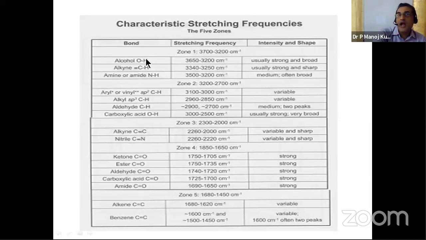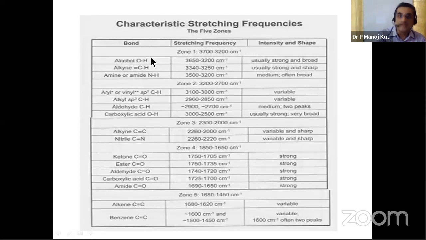What you are having here, alcoholic OH. Madam, my cursor is visible? Sir, my cursor is visible? My cursor, is it visible, sir, in the slide? Hello? Yes, sir. My cursor, is it visible, madam?